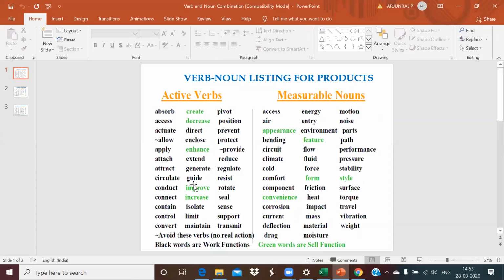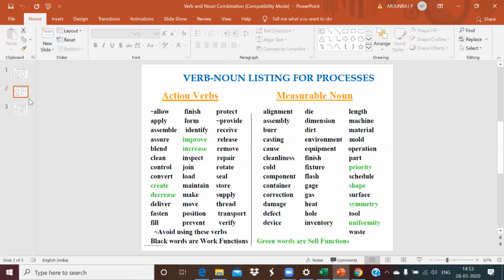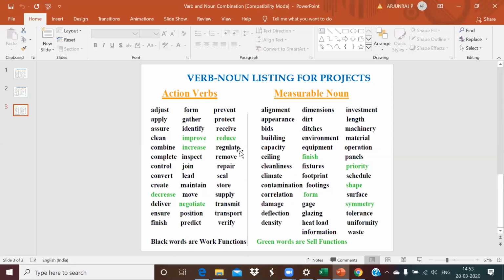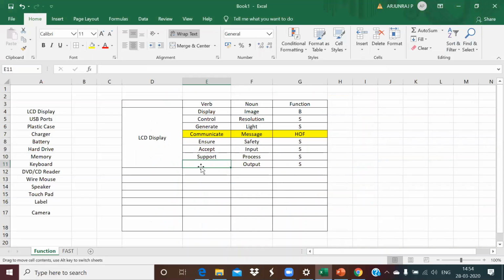The output may be generated by the memory on the other devices. But for internal devices, normally we need to avoid provide, because there is no real action. So avoid this. That is the guideline. Even allow is not a good option. So we need to avoid provide and allow. Maybe generate will be a good option, I feel. But if you have any other points, you can also look into it. Because we have seen a lot of examples: generate pressure, generate motion. So considering that, we can give the example as generate output.